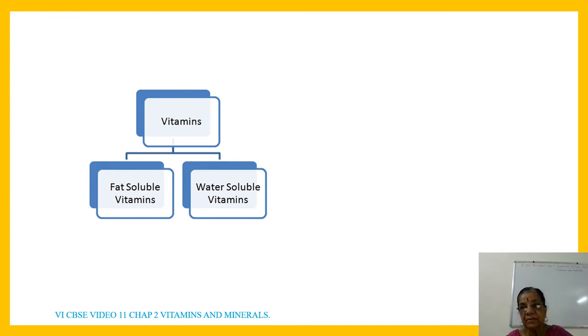The fat-soluble vitamins are vitamin A, D, E and K. What are all the fat-soluble vitamins? Vitamin A, D, E and K. Whereas the water-soluble vitamins are vitamin C and vitamin B and B complex. One by one we will study.